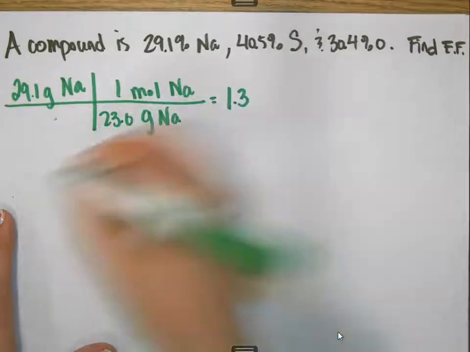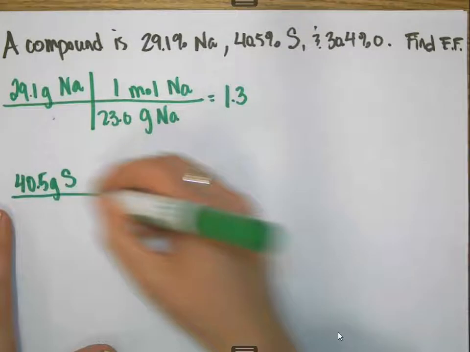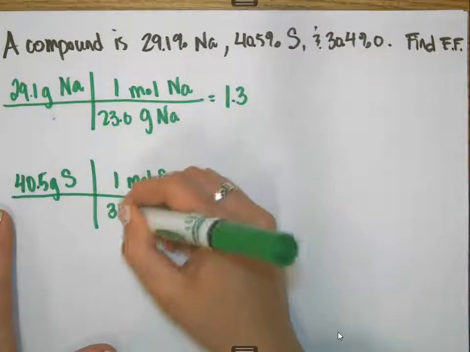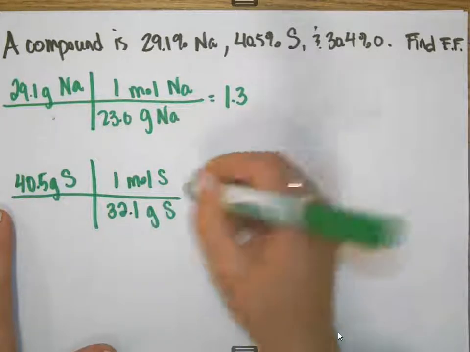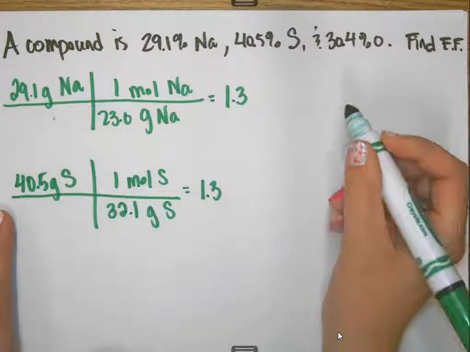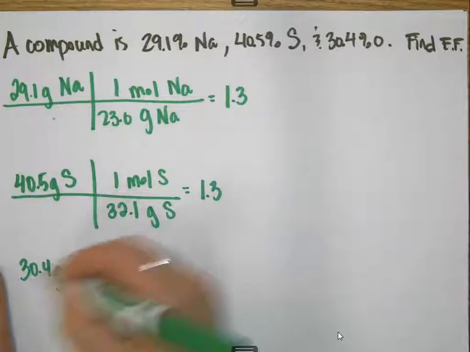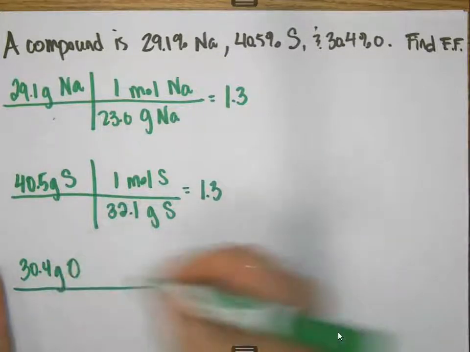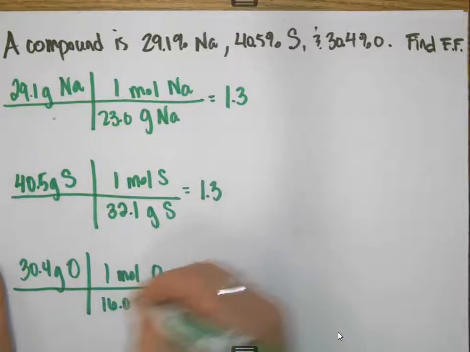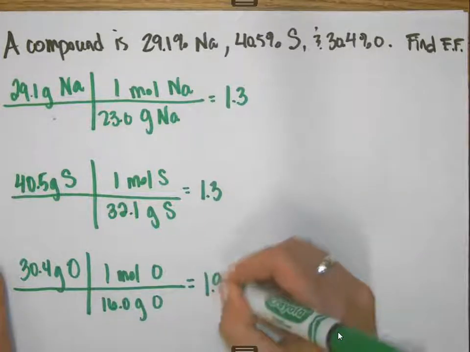I'm going to do the same thing with sulfur. 40.5 grams of sulfur from the percentage. In 1 mole of sulfur, there's 32.1 grams. If I do the math in my calculator, I'll again get 1.3. Then I've got the 30.4% of oxygen, which will become grams. In 1 mole of oxygen, there are 16 grams of oxygen. And if I do that, that comes out to be 1.9.